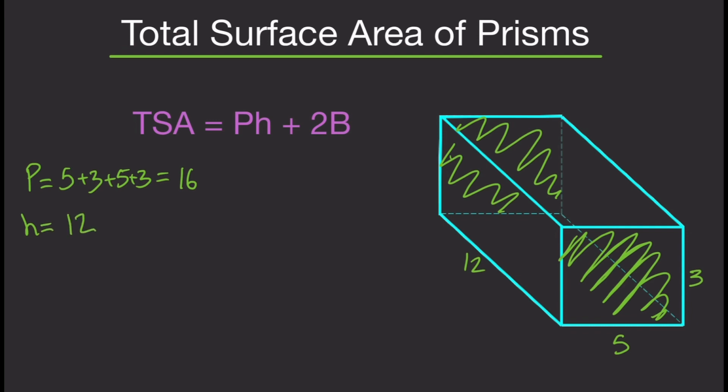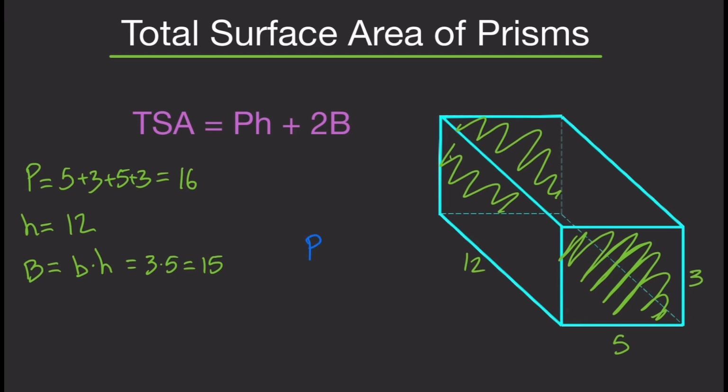Now I'm going to find the area of the base. In order to find the area of the base, this is going to be base times height, or length times width. I'll write it as base times height here. Go ahead and plug that in there, which is just going to give me 3 times 5, which gives me 15. So now that I know the perimeter of the base, the area of the base, and the height of the prism, I can go and plug them into my formula.